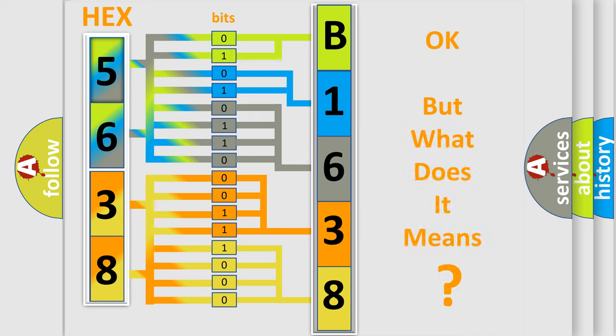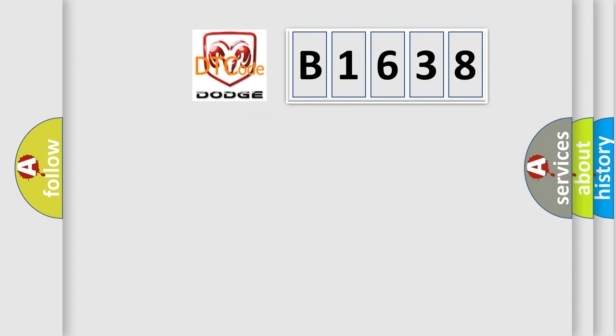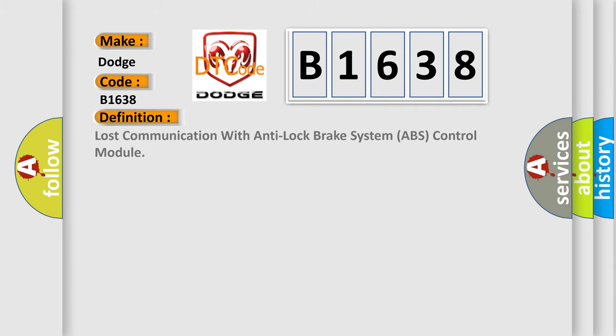The number itself does not make sense to us if we cannot assign information to what it actually expresses. So, what does the Diagnostic Trouble Code B1638 interpret specifically for Dodge car manufacturers? The basic definition is lost communication with the anti-lock brake system ABS control module.